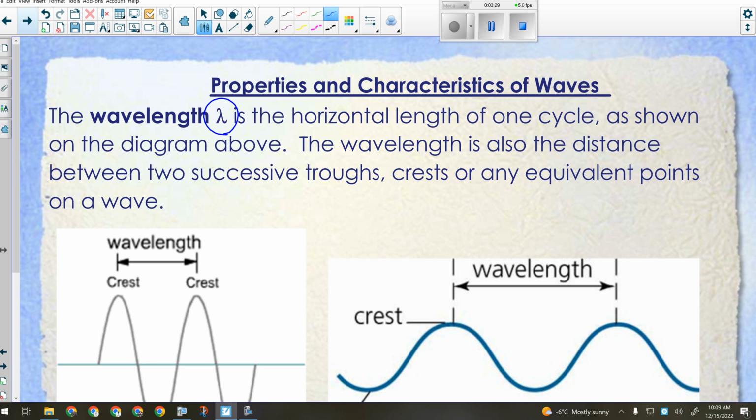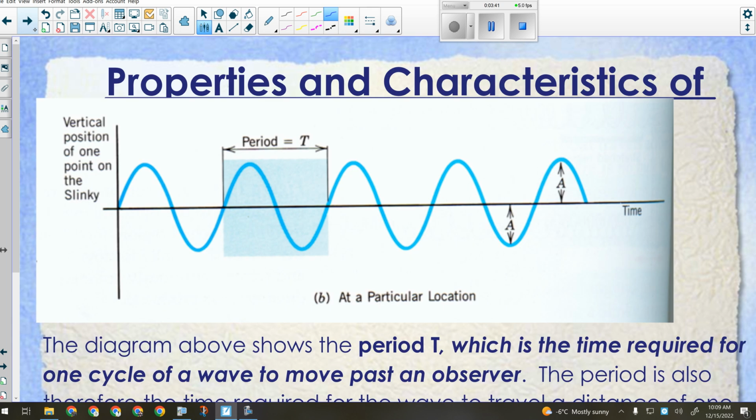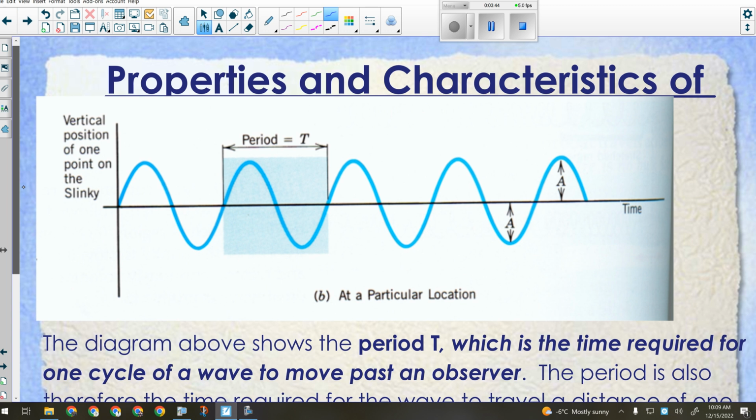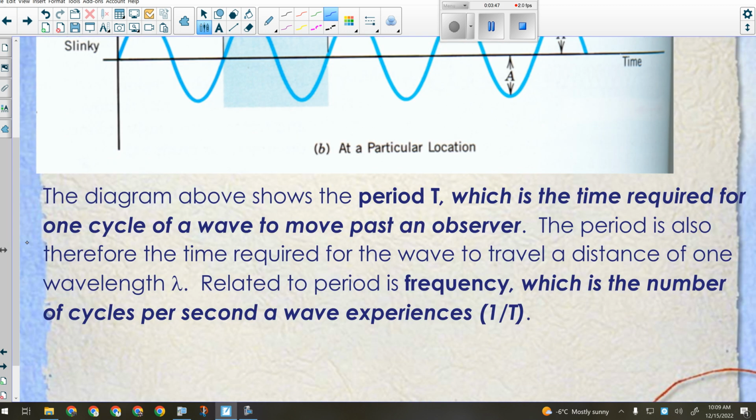So wavelength is the distance between any two successive troughs, crests, or any other equivalent points on the wave. And then obviously the time for one cycle is still called period, and the number of cycles per second is still called frequency. That's all in there just as a review. The stuff in bold is just definitions, and you already know all of those terms.